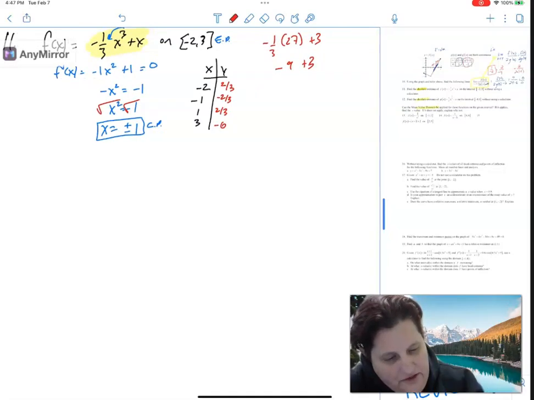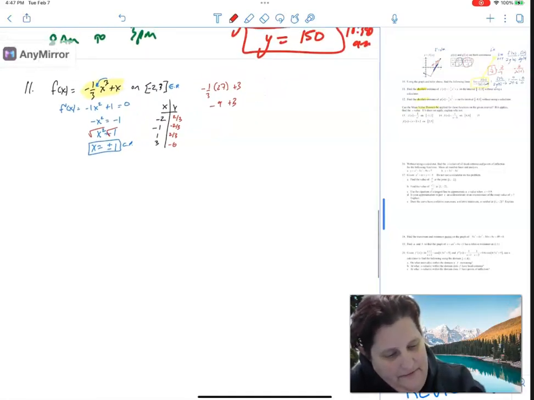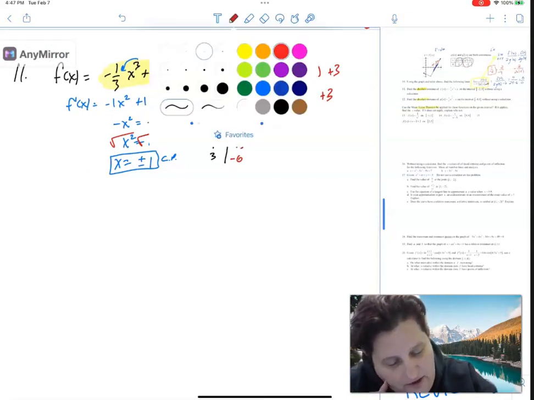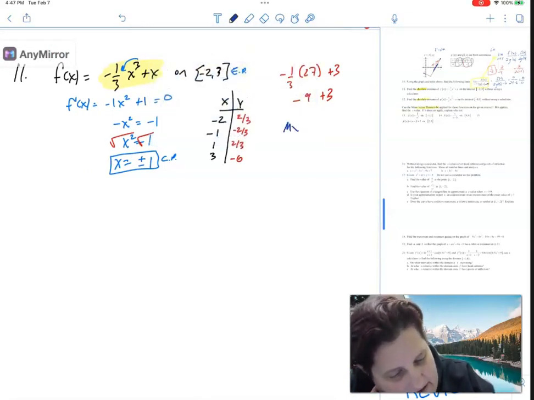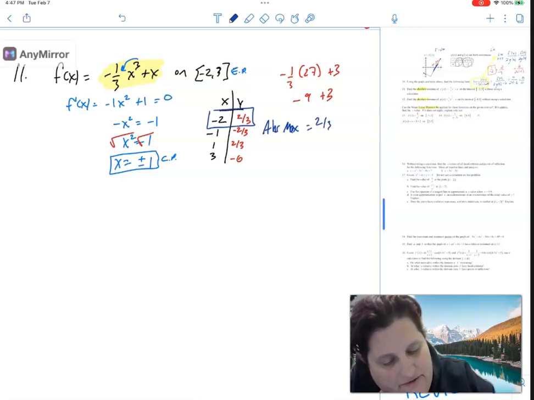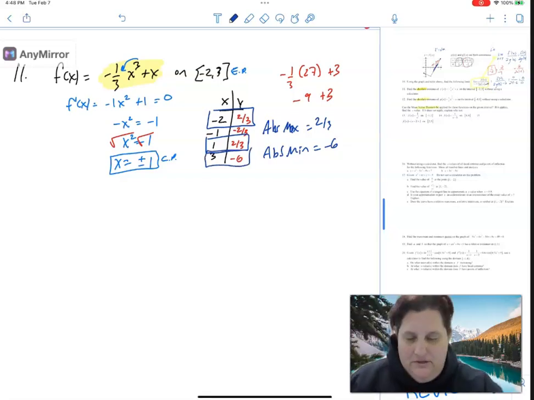So that changes everything, right? My global max, or absolute max, is 2/3. It occurs at 2 different places, but the max is 2/3. My absolute min is -6. Okay? That's why I check these. Make sure I'm not making dumb mistakes like I just did.